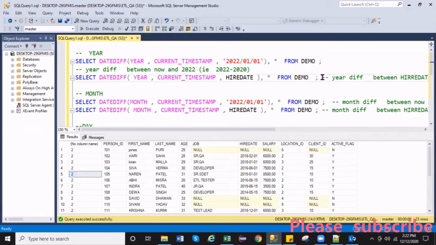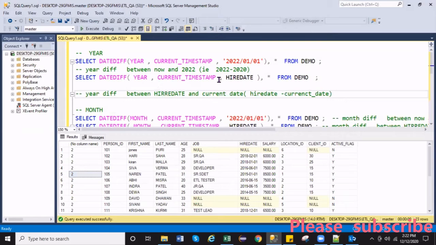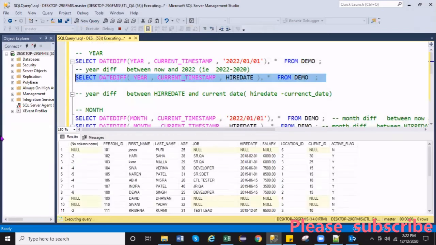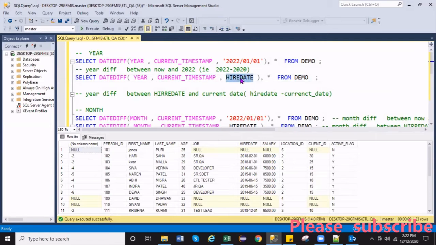Similarly, I would like to find the year gap between now and, in this second query, the hire date, to find out when an employee was hired and how long he's been working. So if I run this query, I put the current timestamp and I put the hire date, and it is negative, right? That means we know what happened. With the current timestamp and hire date, it is always the right number minus the left number. So this minus this. And you see here, null is always null, if you know that.